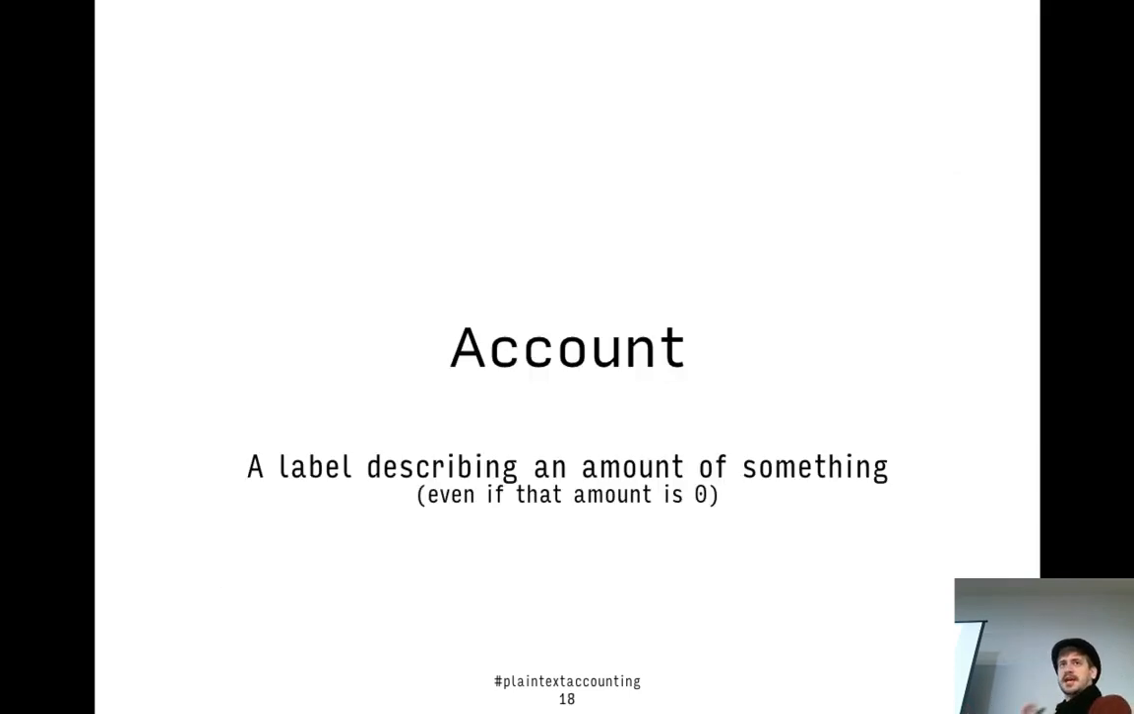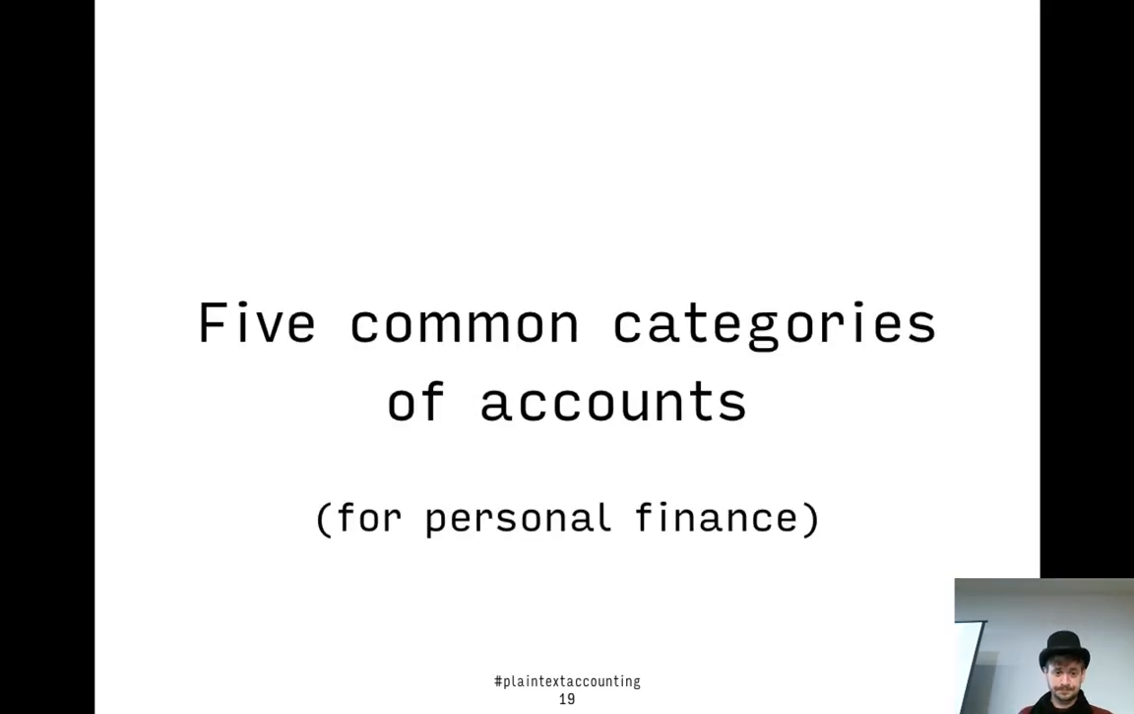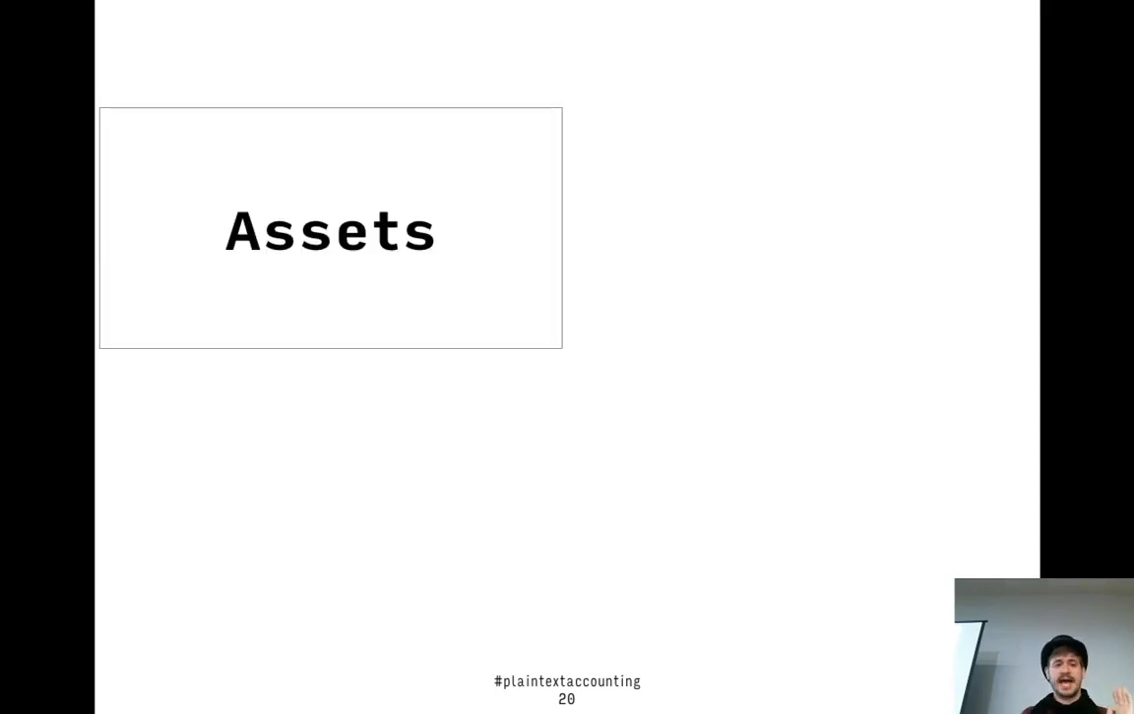So the first thing is an account. This can be your wallet, bank account, your credit card, investments, other things like that. There are 5 common categories of accounts. First of all is assets.